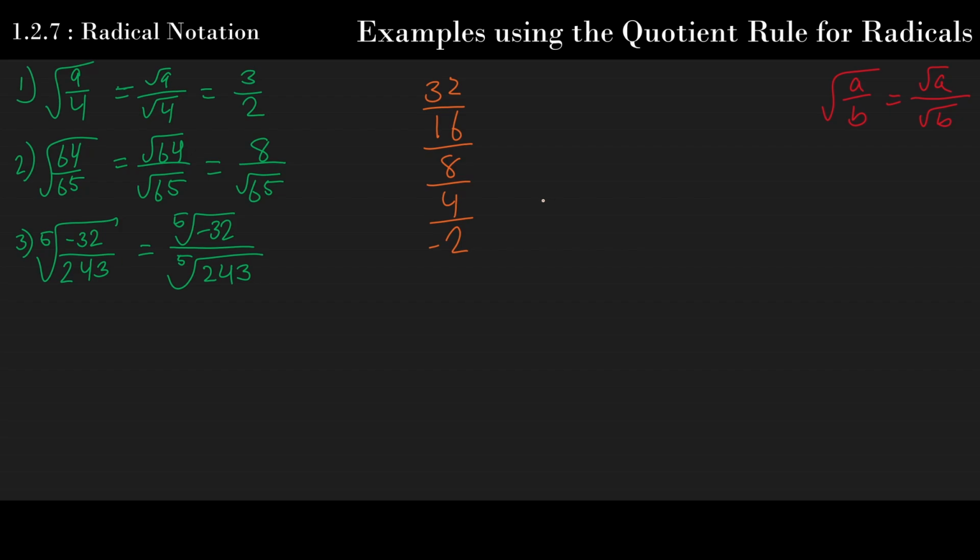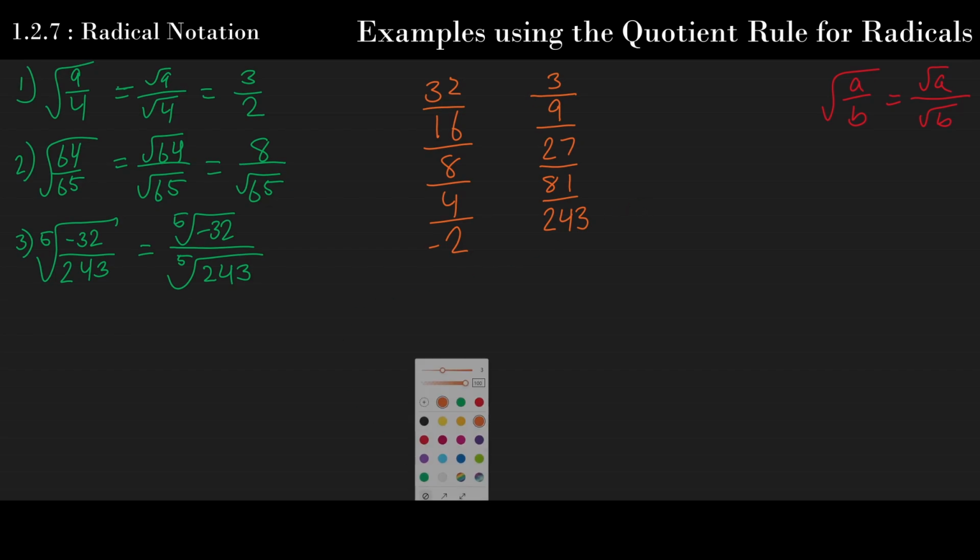For the denominator, 243 isn't an even number, so we can't divide it evenly 5 times to see what the fifth root is. So we work the other way around. Let's start with 3 and climb up 5 times. We have 3, next is 9, next is 27, next is 81, and 81 times 3 just so happens to be 243. So our answer is actually quite simple. Negative 2 divided by 3.